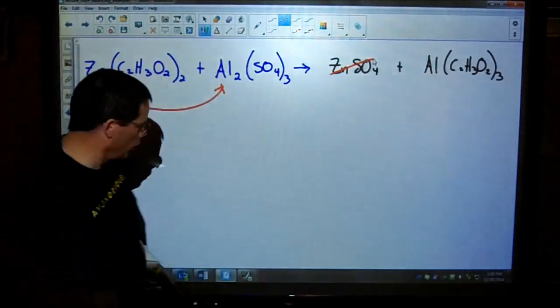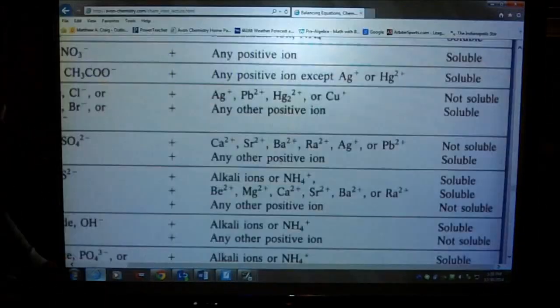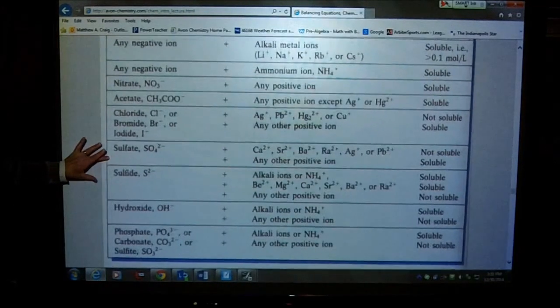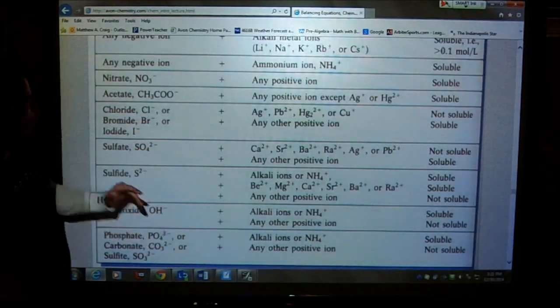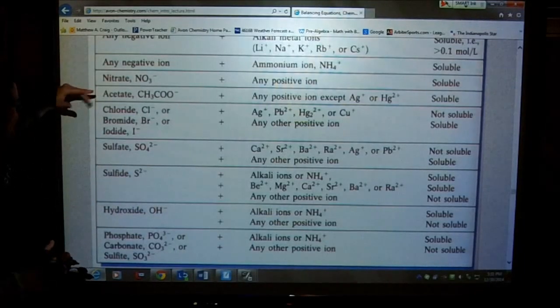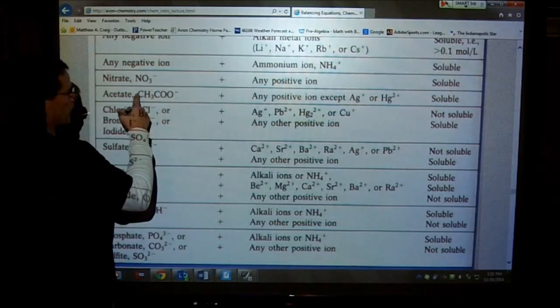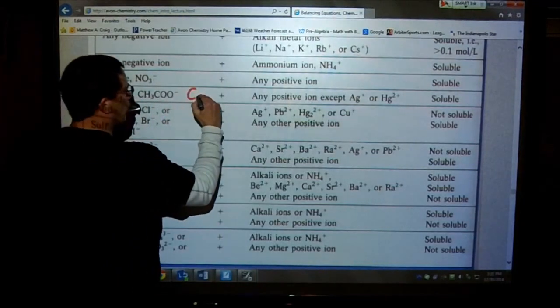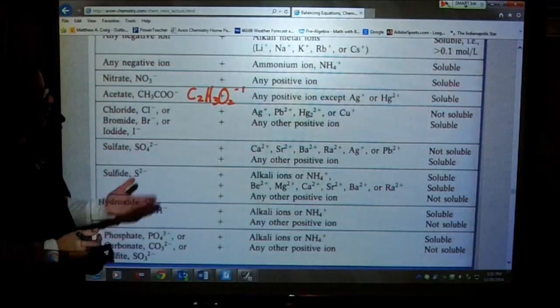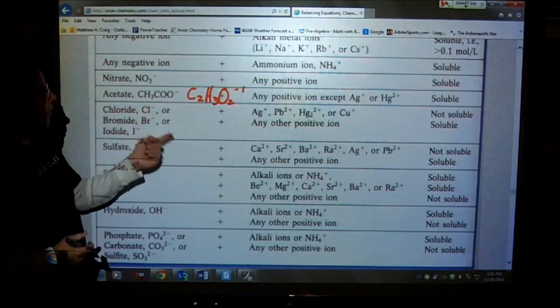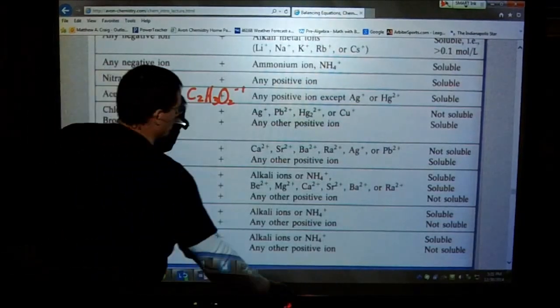Let's look at the aluminum acetate. So find your acetate, and it'll take you a little bit of time to get acclimated to this. Acetate is right here. Now it's written like this, CH3COO, but it's still the same thing as this with a -1 charge. This is more the organic way of writing it. This is the way that we write it, which is tomato, tomato.